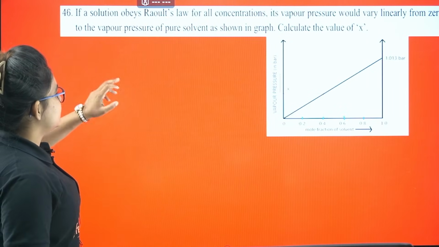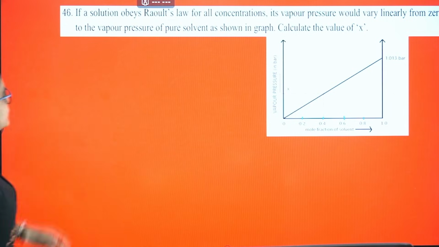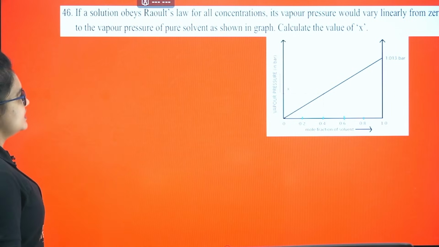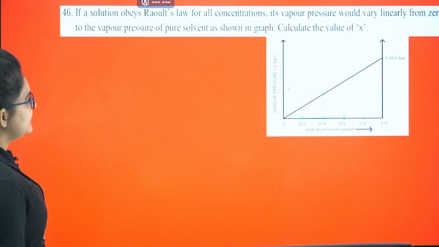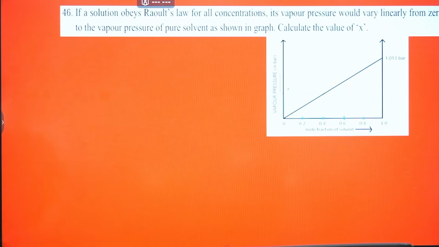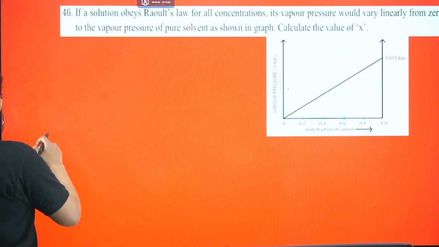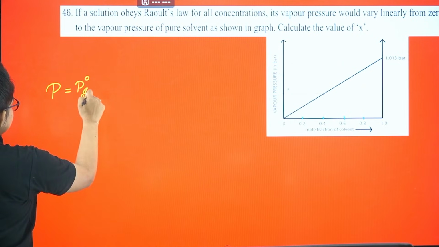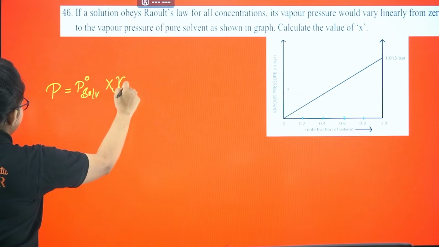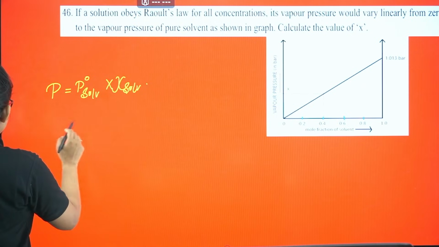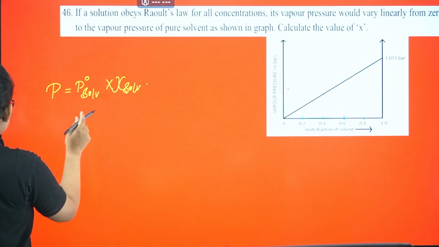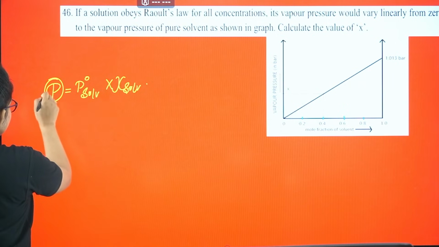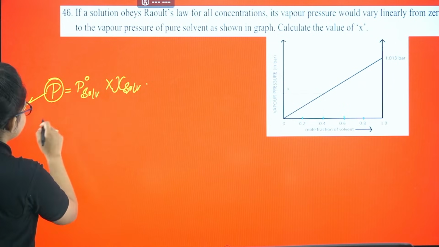Let's proceed. Okay, so here you can see if a solution obeys Raoult's law for all concentrations, its vapor pressure would vary linearly from 0 to the vapor pressure of the pure solvent as shown in the graph. Calculate the value of X. Okay, fine. So how should I calculate? It's very easy basically. P equals P naught of solvent into mole fraction of solvent, right? So from here, X value is this, right? This is my X, okay, vapor pressure, right?